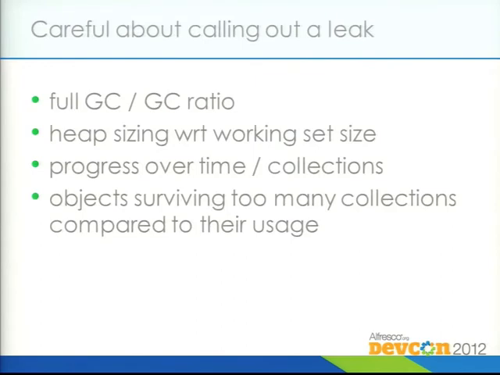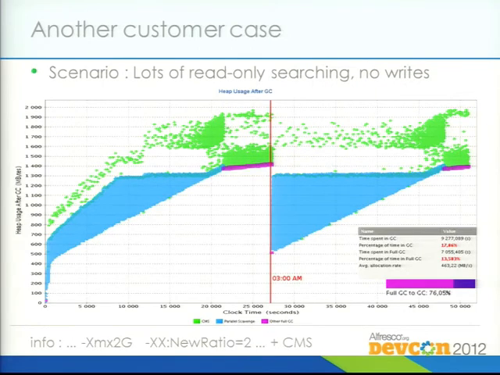So you want to watch out for the full GC to GC ratio, heap sizing with regards to the working set size, progress over time, objects surviving too many collections compared to the usage. As you can see in that real example of a customer case, can anyone tell me what's going on there?